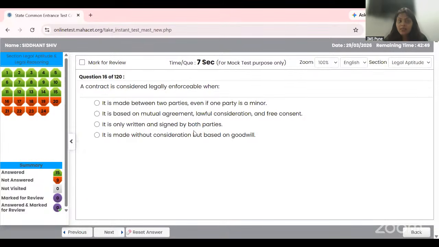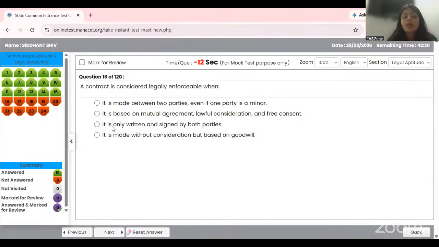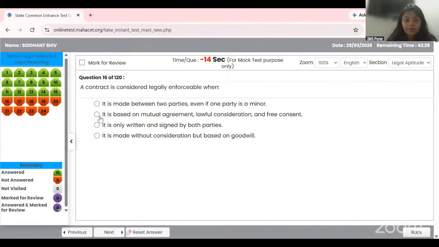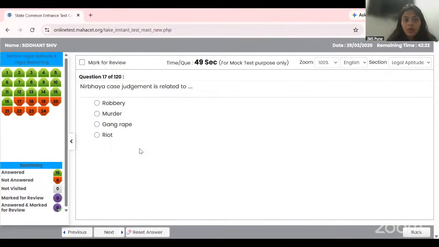Next is it is only written and signed by both the parties. So, when we are reading contract law, we know that even implied contract or verbal contracts are also binding. So you don't really need to have a written contract, right? So this option is not following. Let us look at the last option. It is made without consideration. So without consideration, agreements are unenforceable or void. So our correct option would be option B. Moving to the next question, which is your Nirbhaya case judgment is related to.